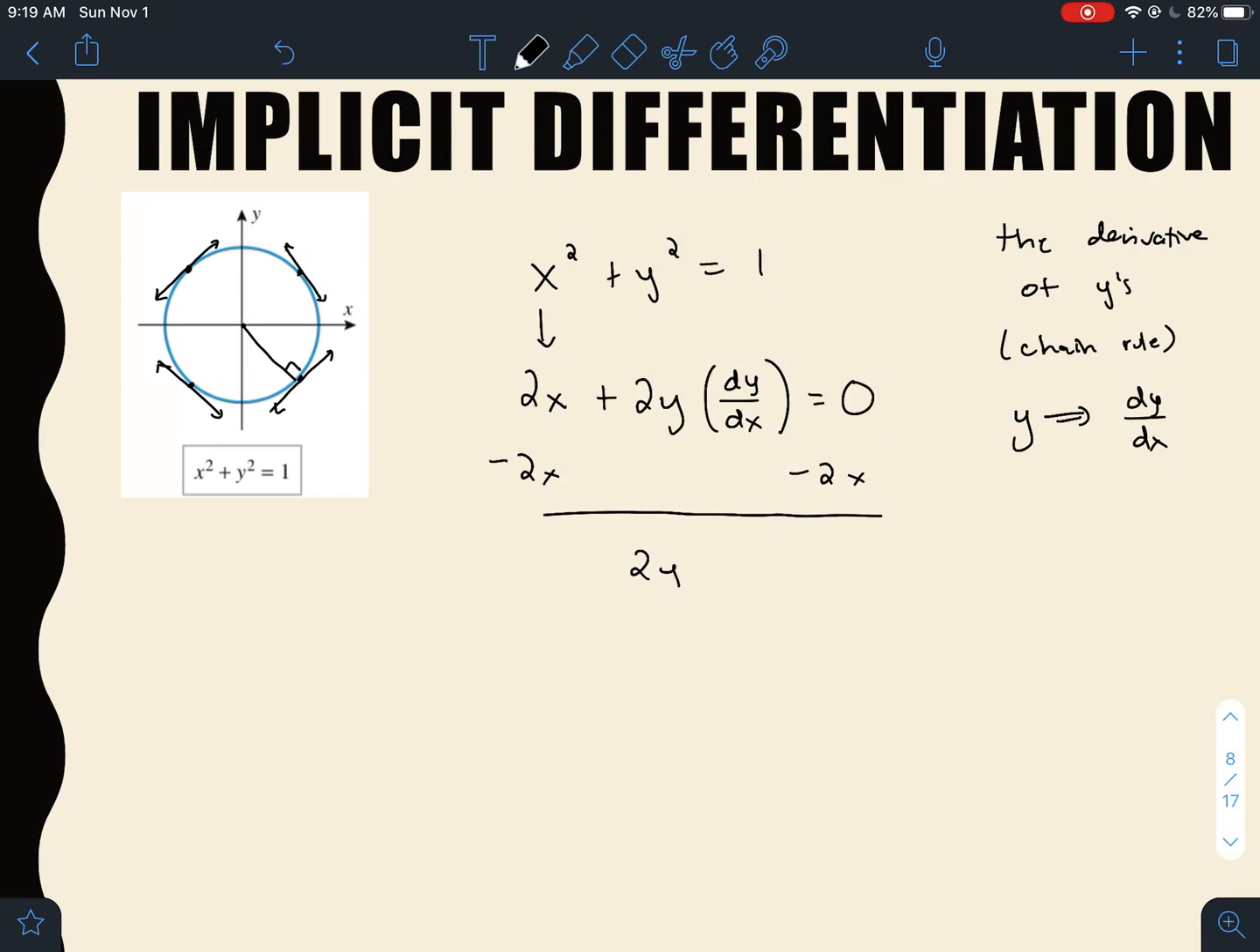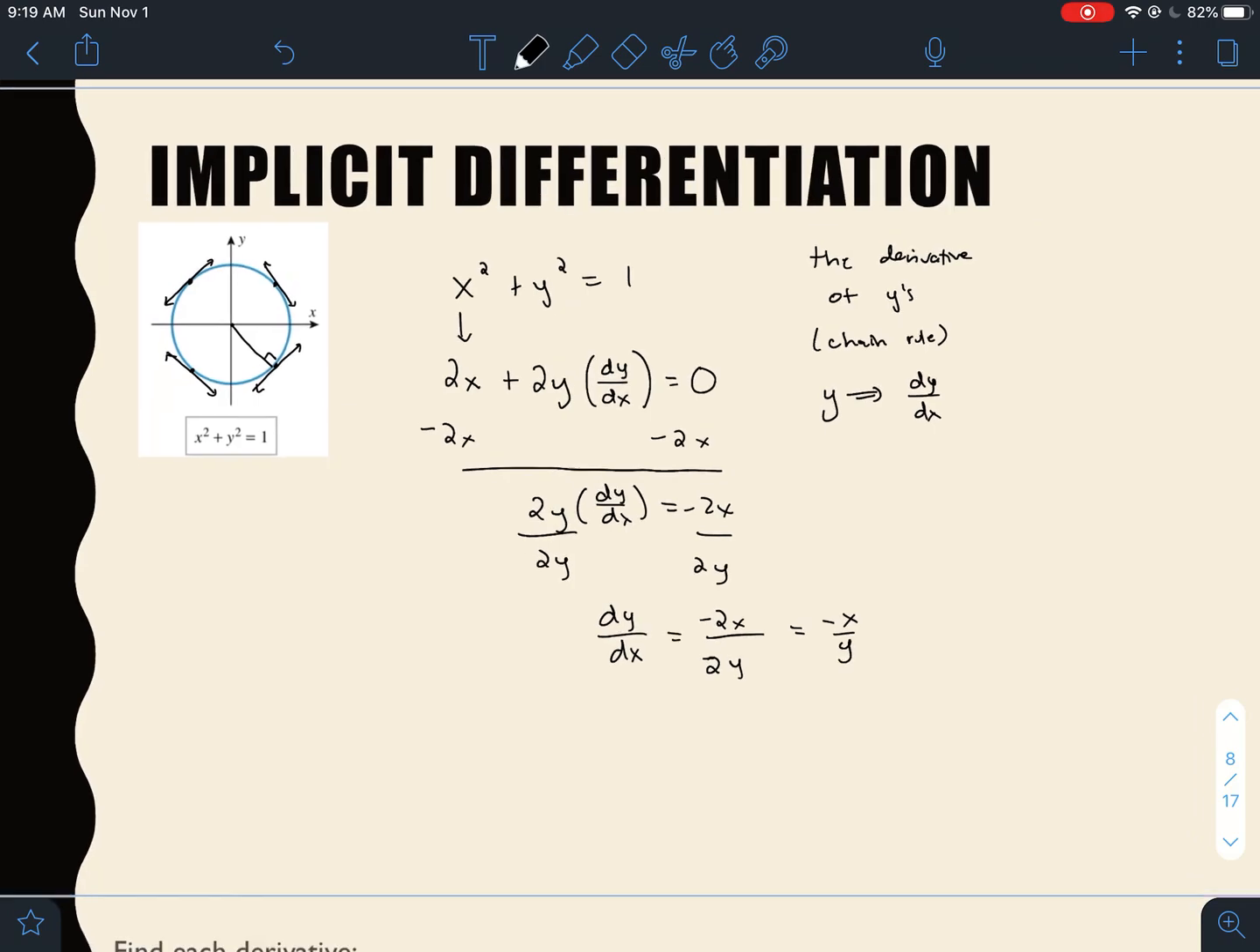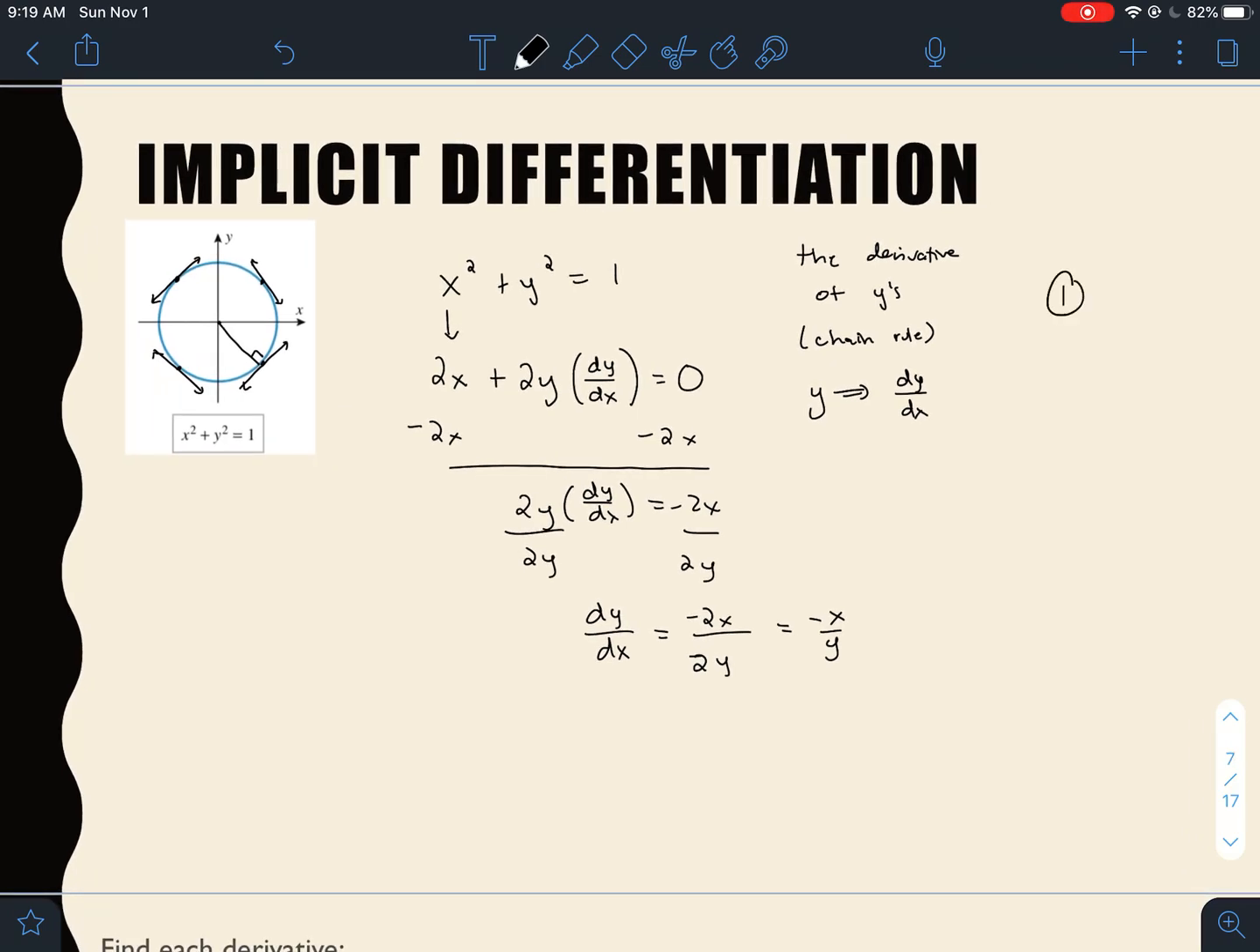To get the dy over dx by itself, we're going to subtract 2x from both sides. And then we have 2y times dy over dx equals negative 2x. And then divide both sides by 2y. And then the derivative of my original function is going to be negative 2x over 2y, or just negative x over y. So if I wanted to know the slope of the tangent line of this circle at any of those given points, it would just be the opposite of the x-coordinate divided by the y-coordinate. And so notice when we use implicit differentiation, we need to know both the x and the y-coordinate in order to find the derivative at a given point.